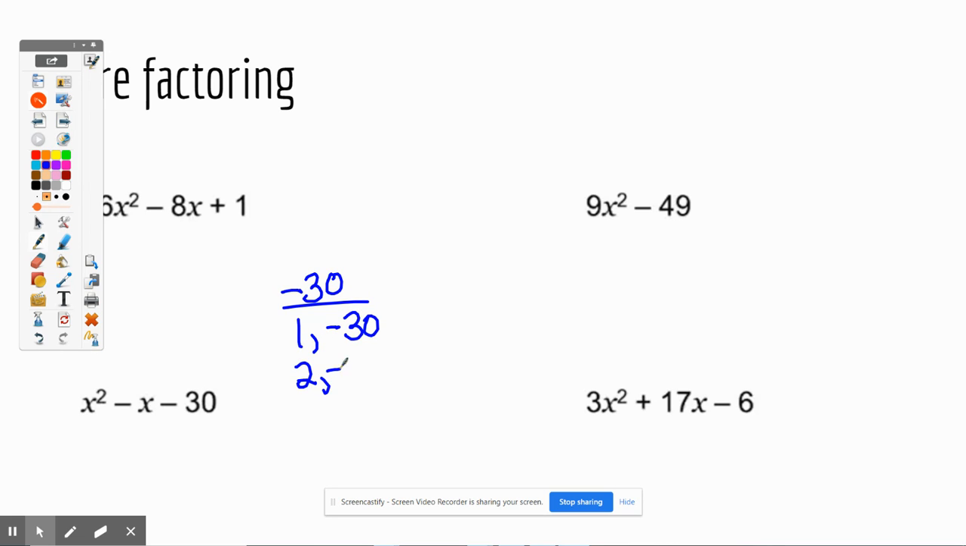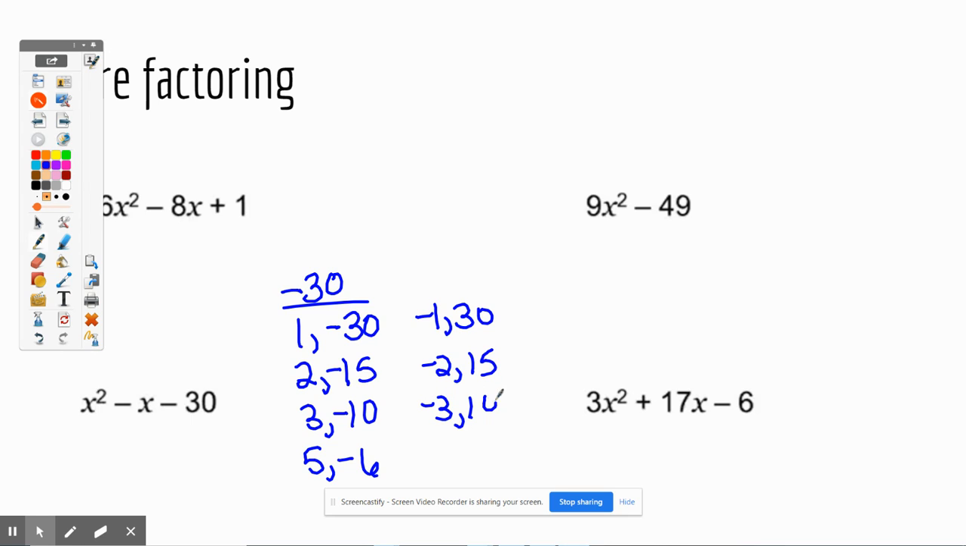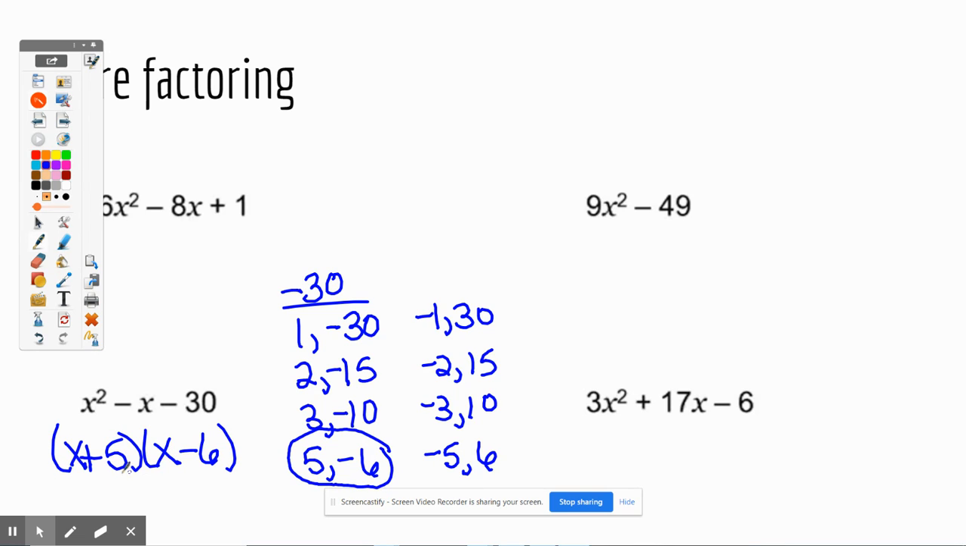1 and negative 30, 2 and negative 15, 3 and negative 10, 5 and negative 6. Keep in mind, I also could have had negative 1 and positive 30, but I don't usually make both lists because that's a little extra for me, but this is the first example, so I'll go ahead and show you everything. And then you're looking for which one of these will add, because of O and I of FOIL, to give us negative 1, and this is the one I'm after. So then you'll have x plus 5 and x minus 6. Double check, always double check: x squared minus 6x plus 5x, that is negative x, minus 30.